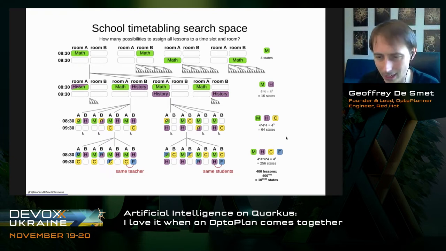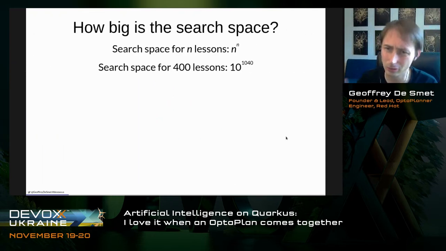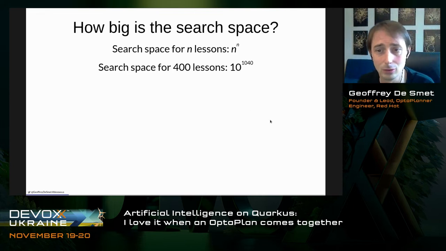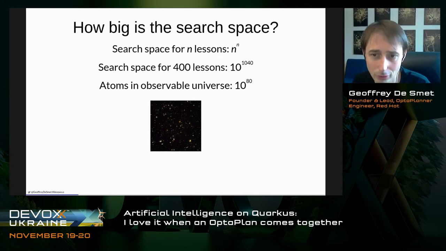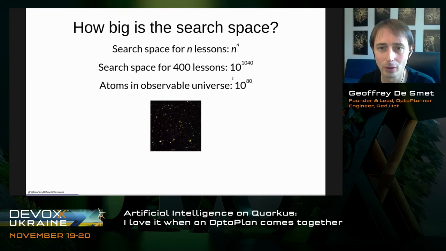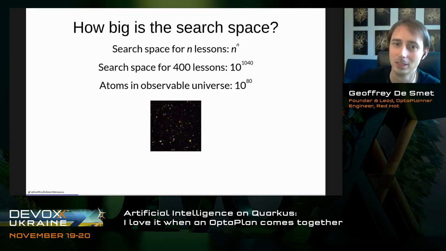Right? So again, how big is this number of states? Just to visualize it a little bit. The search space for n lessons is n to the power n. For 400 lessons, it's 10 to the power 1,040. The minimum number of atoms in the observable universe is 10 to the power 80. So assigning those 400 lessons has more combinations than the minimum number of atoms in the observable universe. And not just a little bit more, like a googol times more, right? Billions of billions of billions of billions of times more.